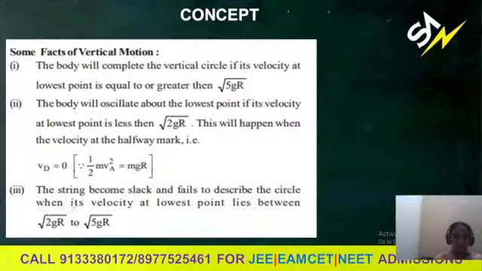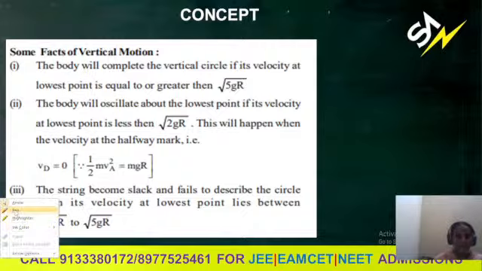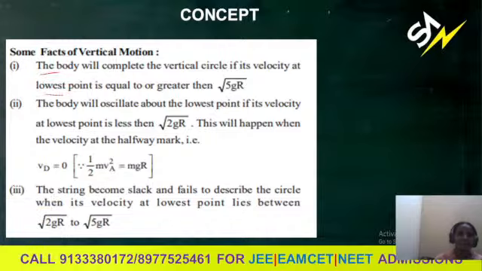And let us remember some facts about vertical circular motion. The body will complete the vertical circle if its velocity at the lowest point is equal to or greater than root 5gr. So to continue in the vertical circle, it should maintain this much minimum velocity. It can be equal or greater. Then only it will continue the loop.